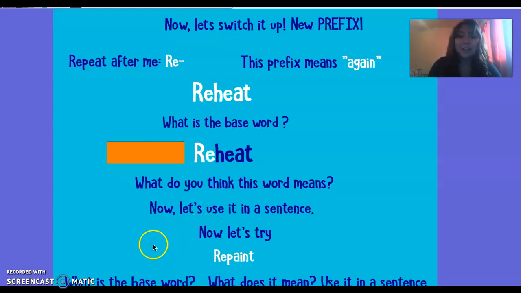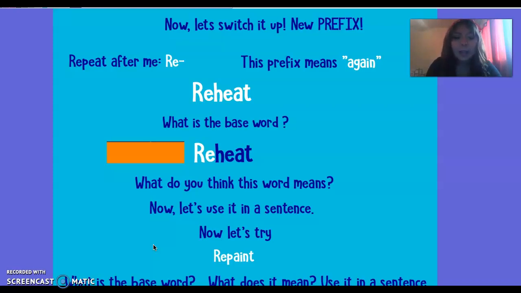Let's try another word. Say the word repaint. What is the base word in the word repaint? Good. If you said the base word is paint, you are on track. Now, what do you think it means? Repaint.